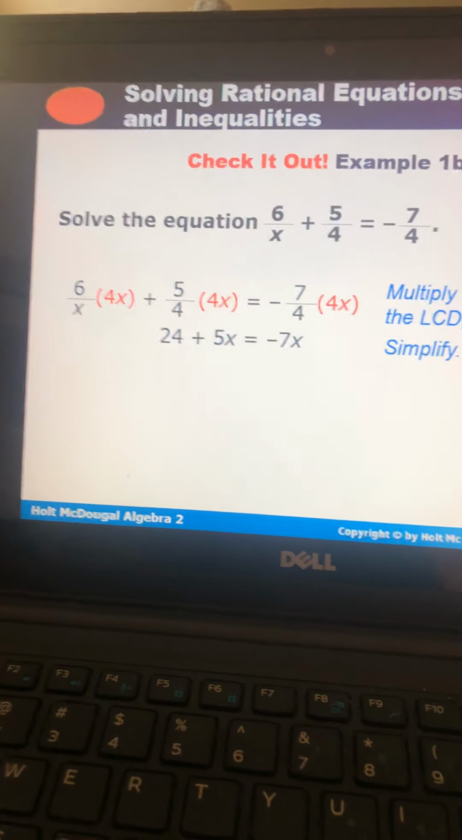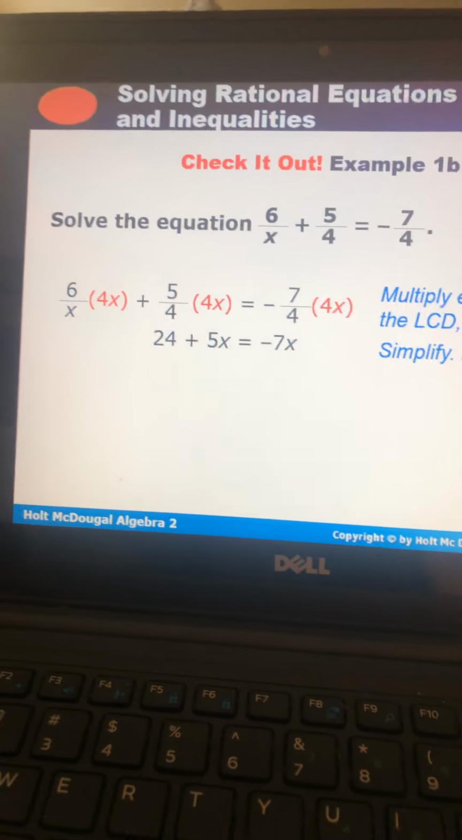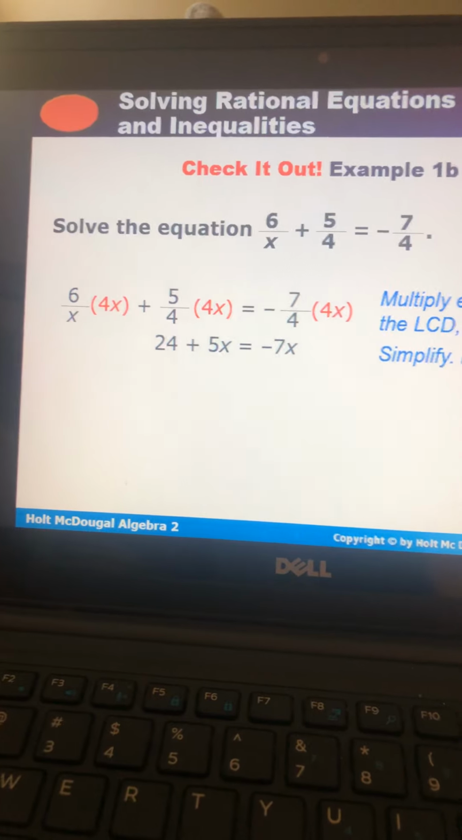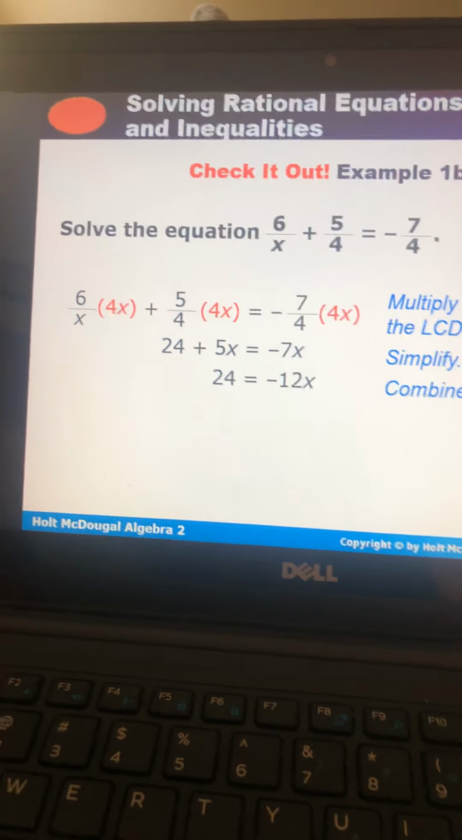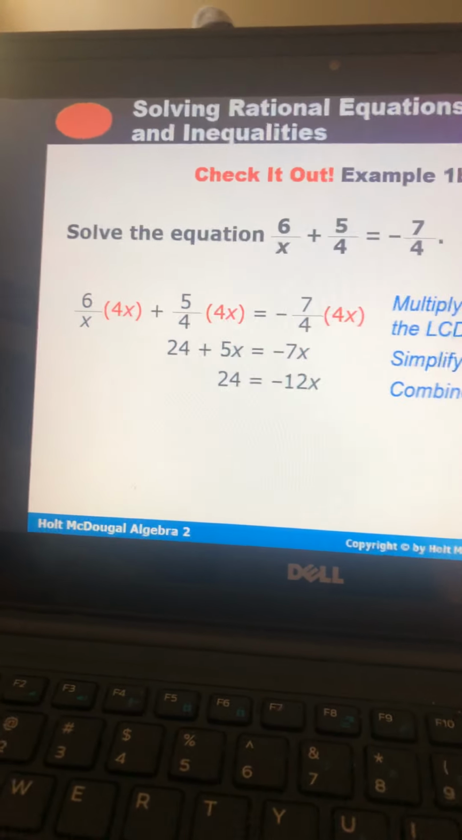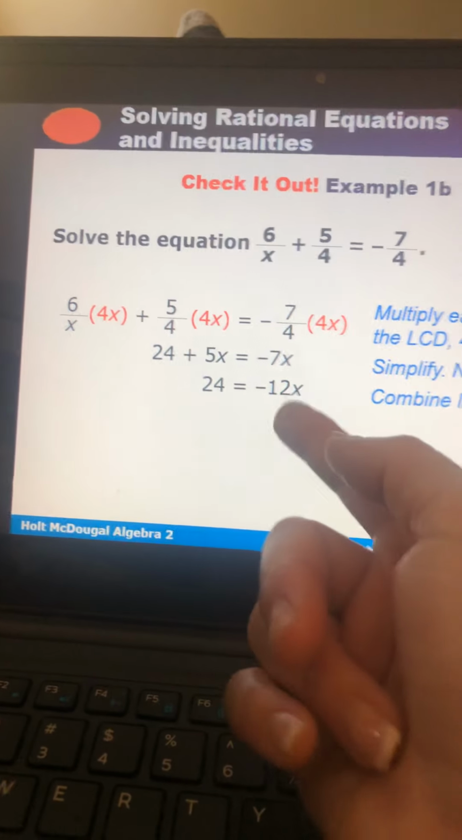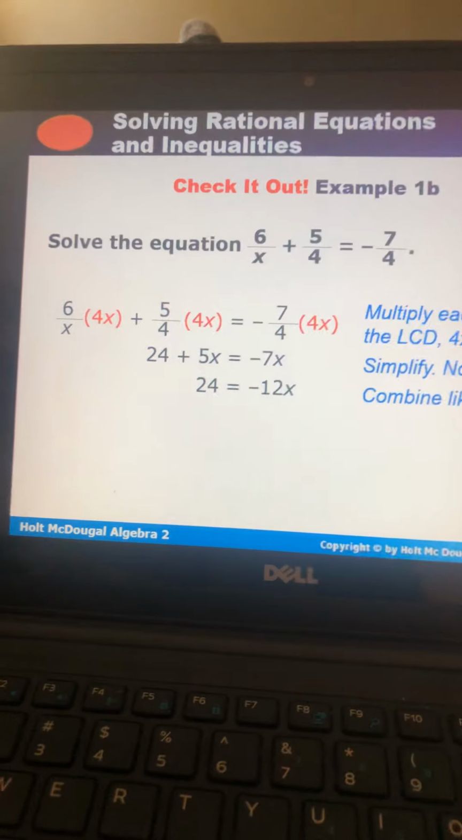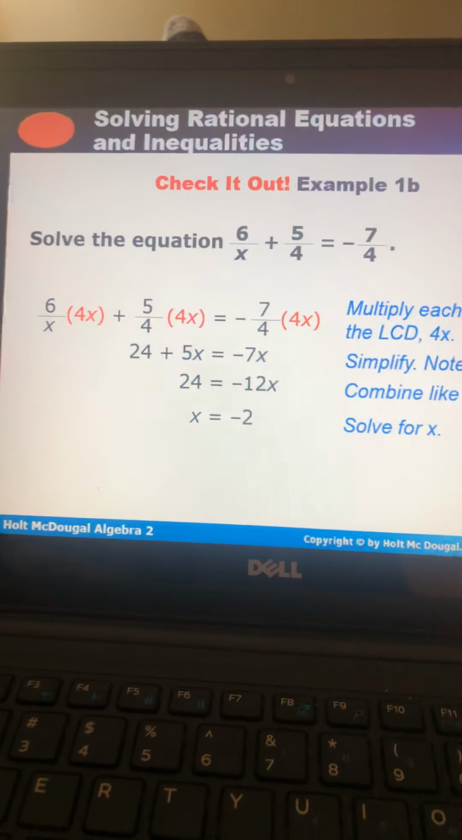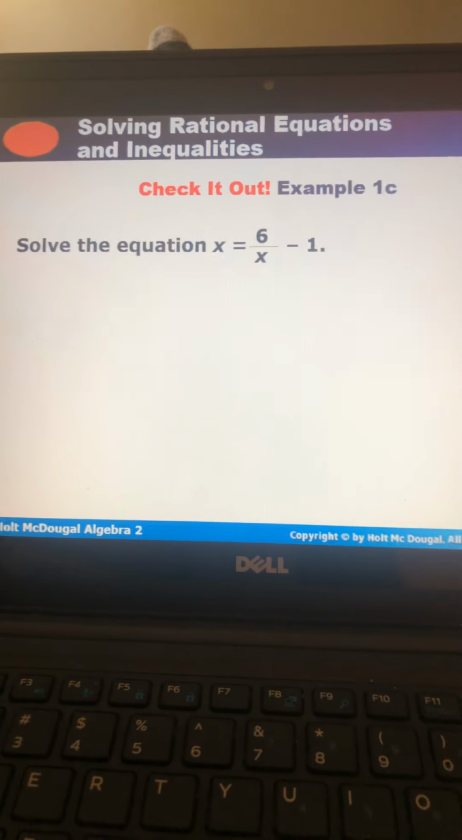And there it is. So now we will just subtract that 5x from both sides, and that will make that a negative 12x. So we just brought the 5 over here by subtracting. Now guess what we are going to do next? Divide both sides by negative 12, and x equals negative 2.